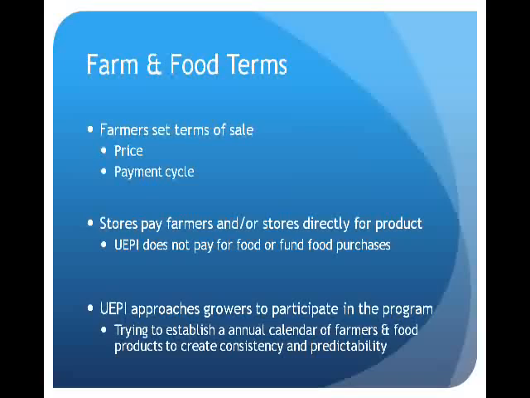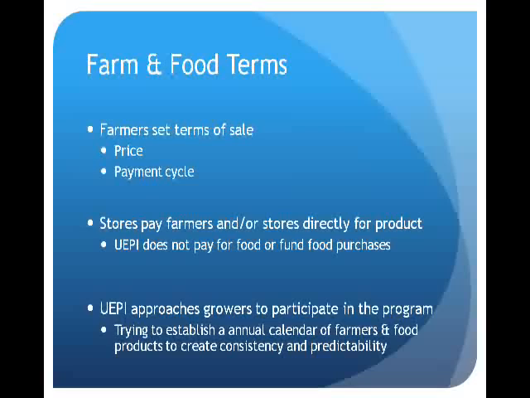And what we're really trying to do is establish an annual calendar of farmers and food products to create consistency and predictability, and therefore we might know how to better market it. Obviously, consistency and predictability is difficult in farming. But with this program, we want to identify and develop buying relationships for the WIC-onlys with farms that have reliable production of a particular product or products in a large enough volume that allows the WIC-onlys to purchase from them.